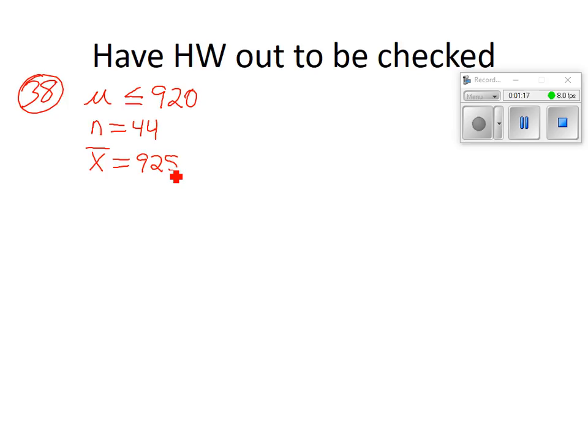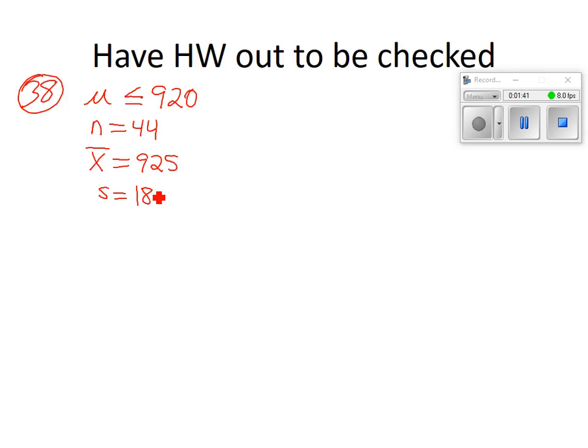A standard deviation of 18. How do I represent standard deviation? S. That's for standard deviation. That's true, but how come S and not sigma? Because it's a sample. Make sure you remember all that stuff.